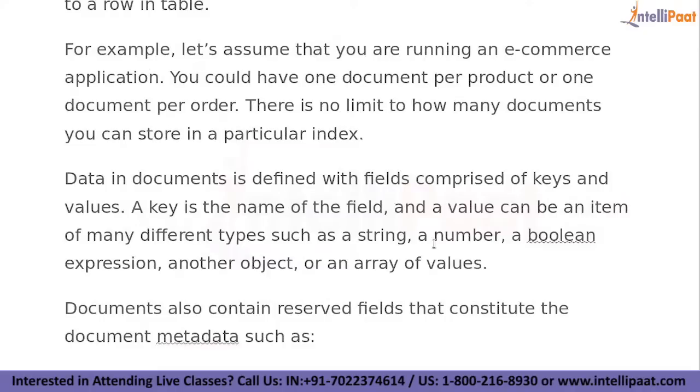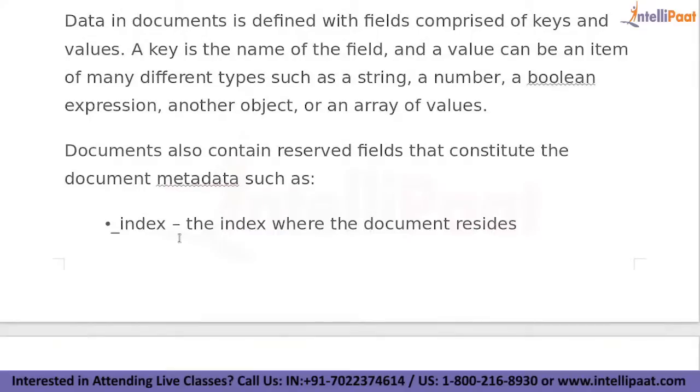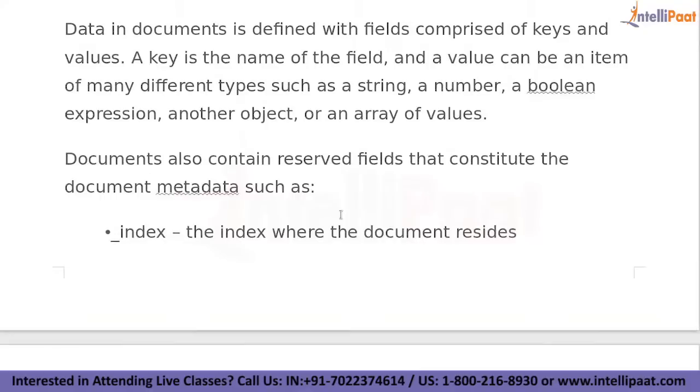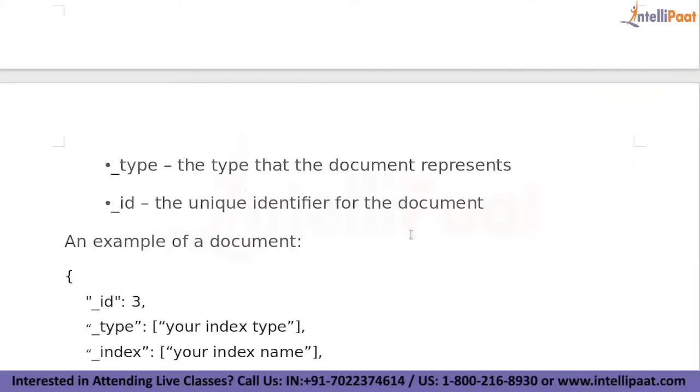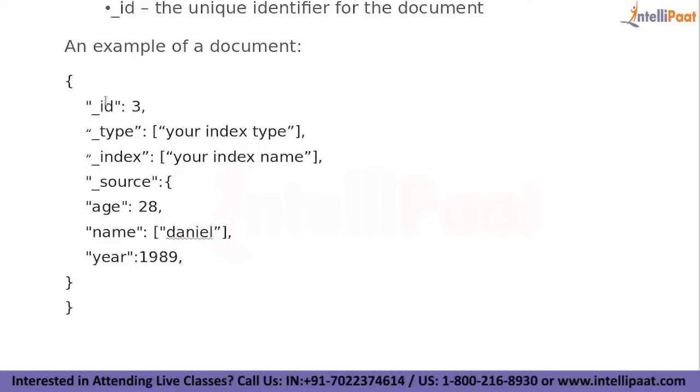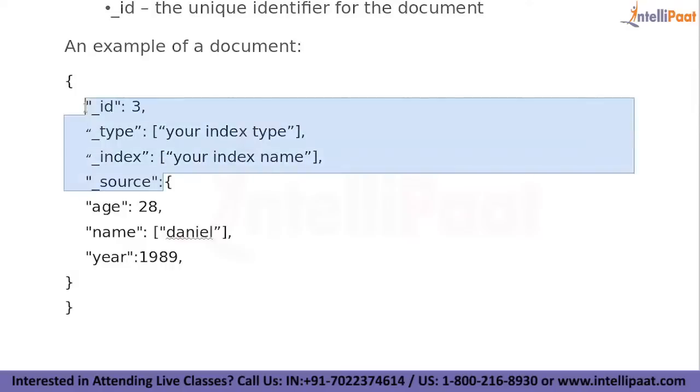Each document will have metadata, right? Because when you're storing some information, I should know in which database I stored it. So it will have metadata called underscore index, the index where the document resides; underscore type, the type that the document represents; and underscore ID, the unique identifier for the document. So this is a document here: ID 3, type, index, and underscore source. These will be automatically added, hidden. Automatically this will be there, which is your ID, type and index, for every document.